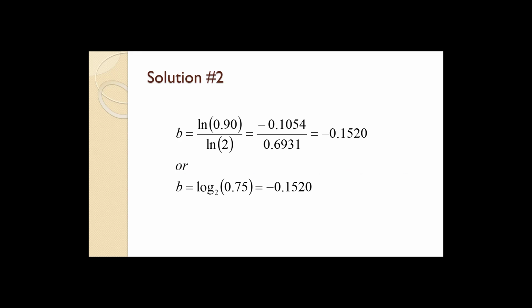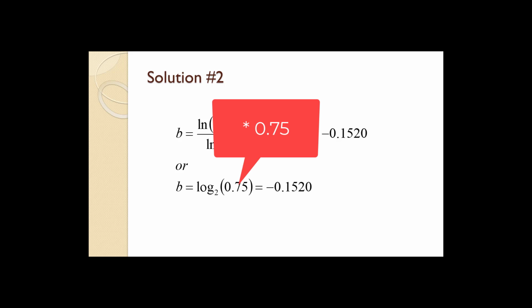The first step is to calculate B. The first way to calculate B is as ln of 0.90 divided by ln of 2. That works out to negative 0.1054 divided by 0.6931, which equals negative 0.1520. We can also find B as the log to base 2 of 0.90, which equals negative 0.1520.